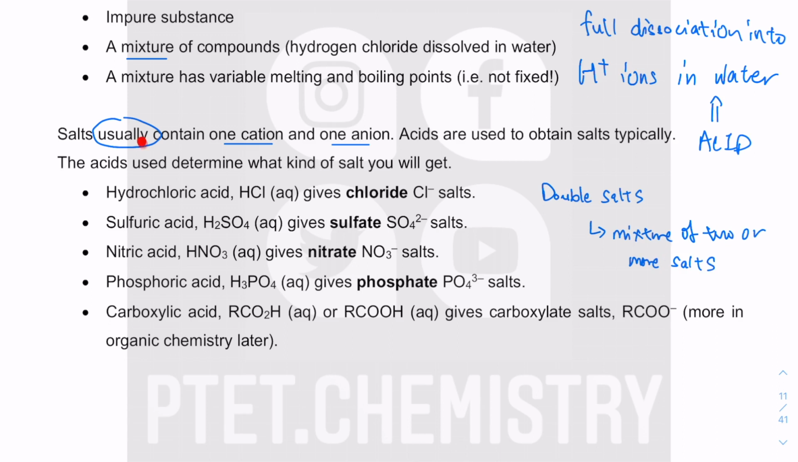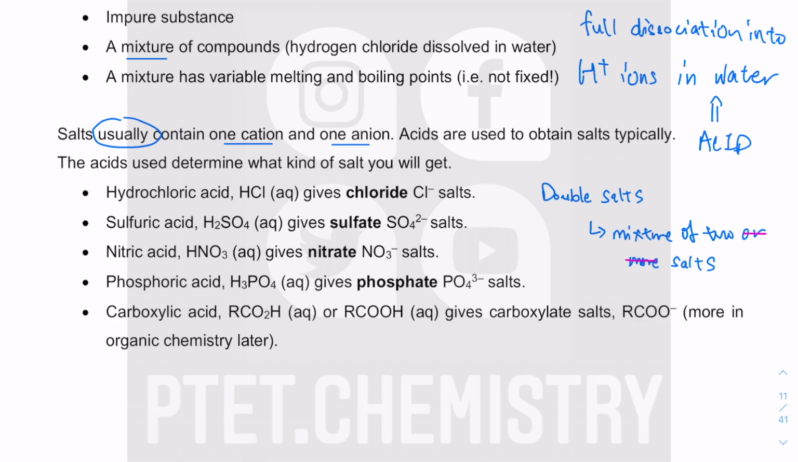Individually, the salts will just have one cation and one anion, but when you have a mixture of salts, then you could have many more cations and many more anions. Double, from the name itself, suggests it's actually just two salts. Double salt is essentially just a mixture of two salts, the double giving it away.